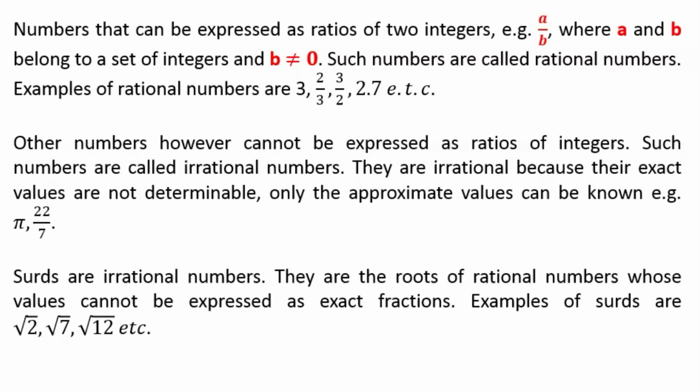I want us to just understand something about surds, that surds are irrational numbers. They are the roots of rational numbers whose values cannot be expressed as exact fractions. So examples of surds are root 2, root 7, root 12, etc. We'll be going straight to the rules. There are rules guiding us when it comes to operations with surds.